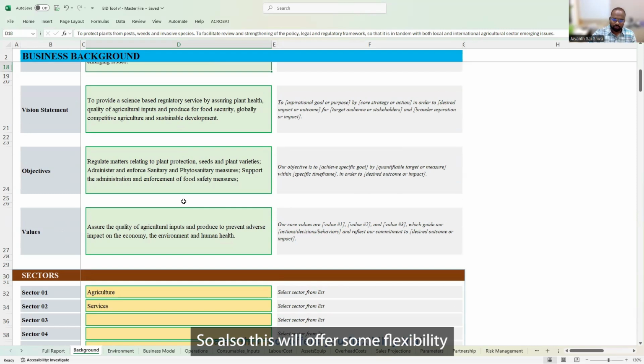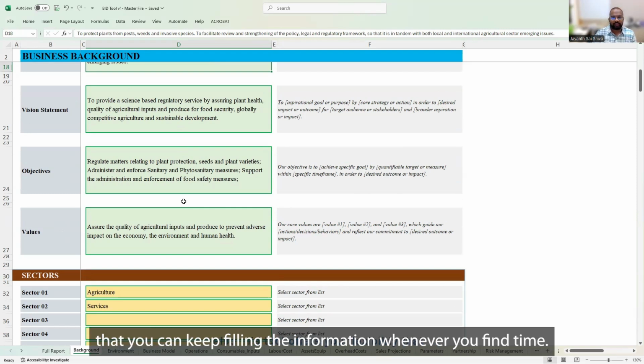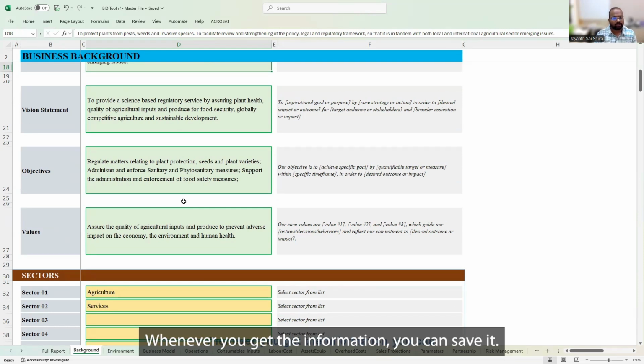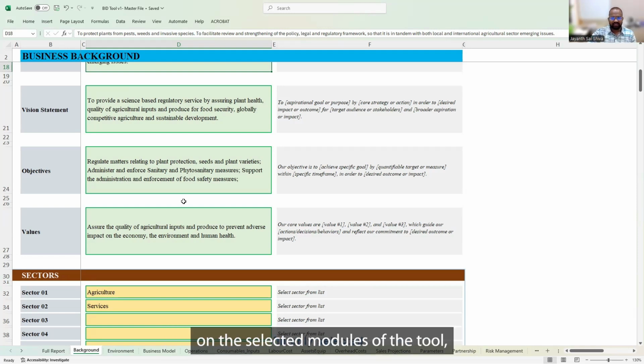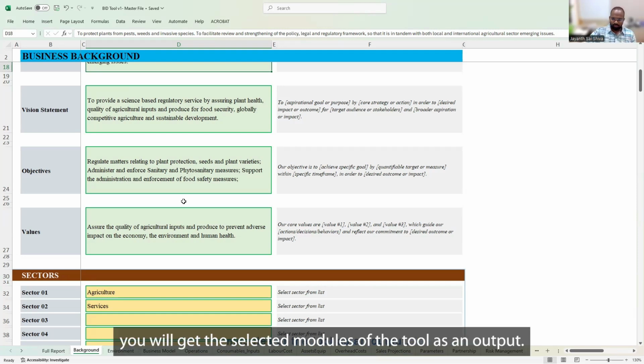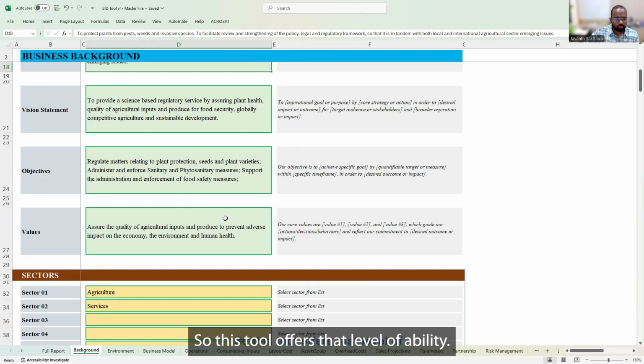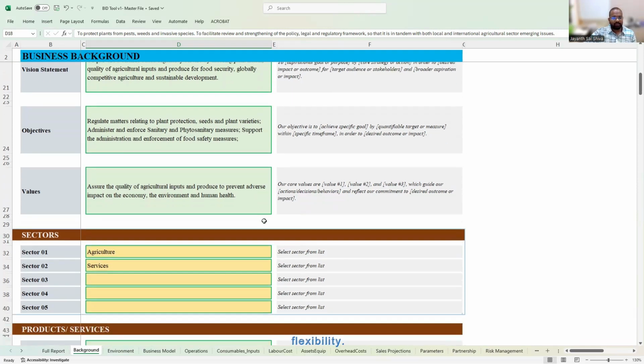Also, this tool offers you flexibility: you can keep filling in the information whenever you find time, whenever you get the information, and you can save it. You can again come back and fill the remaining pending information, so that even if you fill it in phases, this tool gives you the desired output. Another aspect is that even if you fill only selected modules of the tool, you will get those selected modules as an output. So this tool offers that level of flexibility.